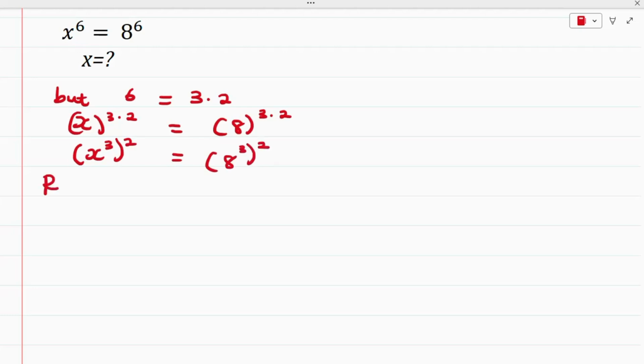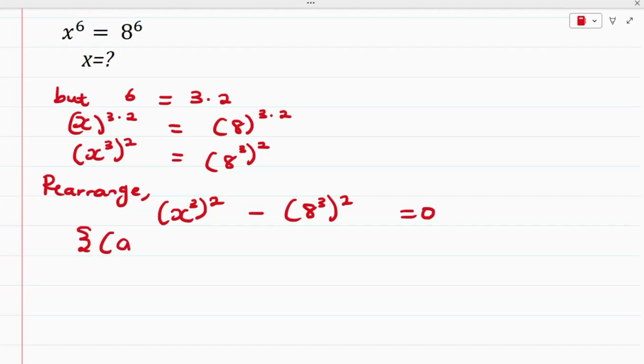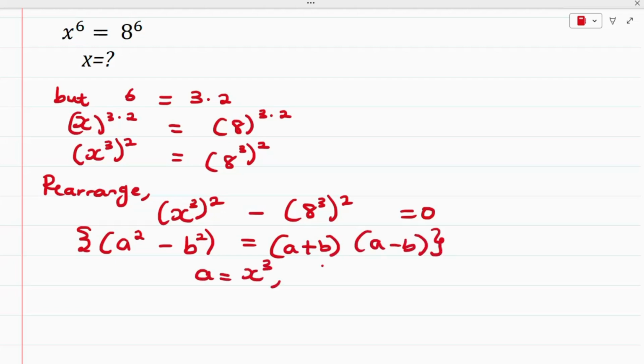So the next thing we want to do is to simply rearrange and set this equation to 0. So we have x raised to the power of 3, raised to the power of 2, minus 8 raised to the power of 3, raised to the power of 2, and this is equal to 0. But we know that if we have a raised to the power of 2 minus b raised to the power of 2, this is equal to a plus b multiply a minus b. From here we have that a is equal to x raised to the power of 3 and b is equal to 8 raised to the power of 3.